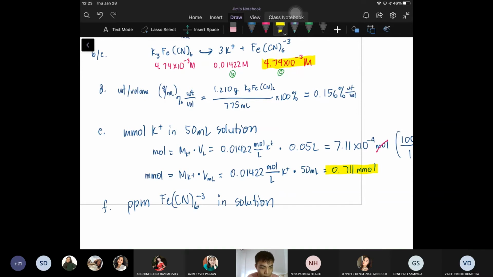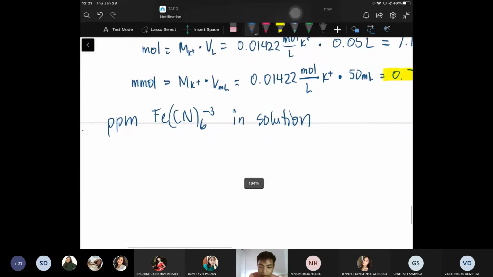Ang daming steps na. So ganun talaga. Welcome to Anachem. Okay? So ganun yung gagawin natin. Pakita ko sa inyo yung flowchart.